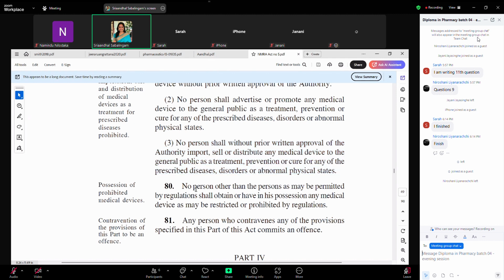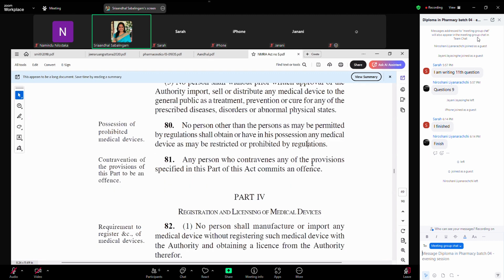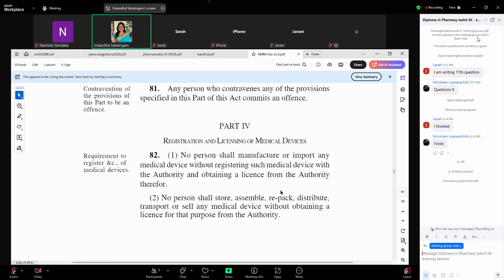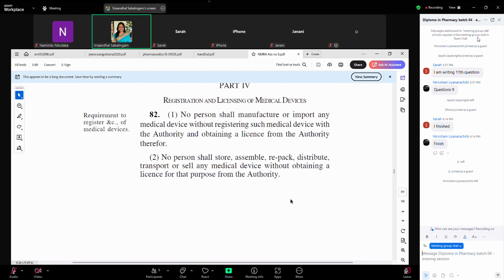And no person shall, other than the persons permitted by the regulation, have in their possession any medical devices that may be restricted or prohibited by the regulation. So any person who contravenes any of the provisions specified in this part of the act commits an offense, right? So it's the same procedure for the registration and licensing, right? Part 4, the last part, for the medical devices.